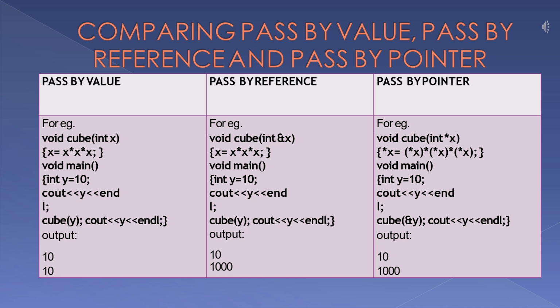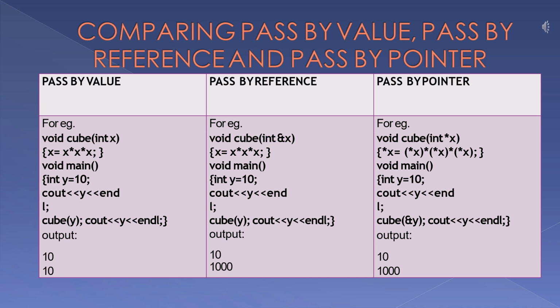See the second case, pass by reference. You're passing the value as cube y. You're accepting it as cube int ampersand x. So y is being referenced by x. So any change in x will be reflected back in y. So y's initial value was 10. After calling the function, it became 1000.